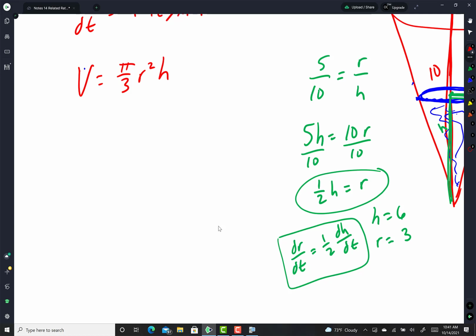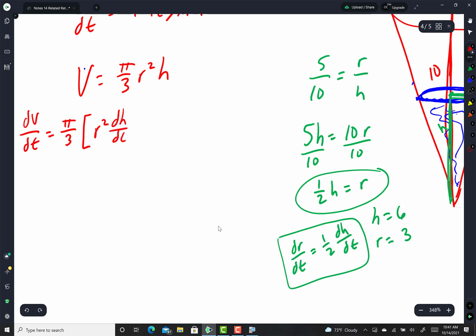Here we go, guys. I'm going to take the derivative of volume with respect to t. So dV/dt is equal to, and maybe for you guys at the moment it's easier to leave the pi over 3 on the outside. It does make it prettier, I think. First, r squared times the derivative of the second, dh/dt, plus the second, h, times the derivative of the first, 2r dr/dt.